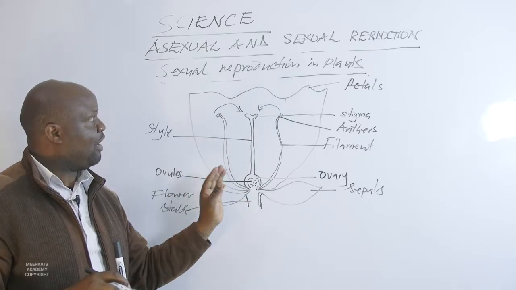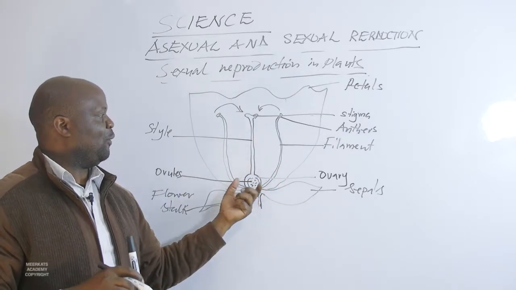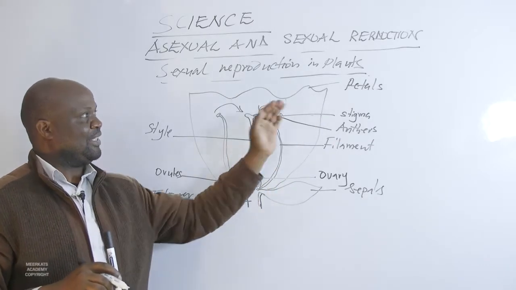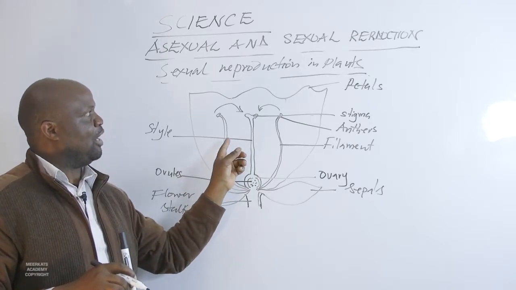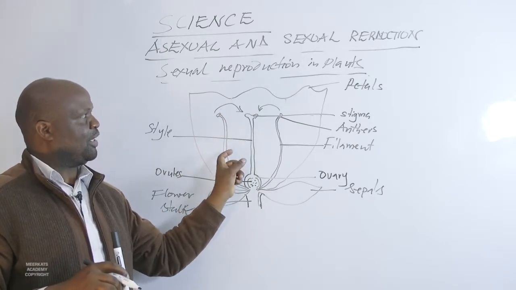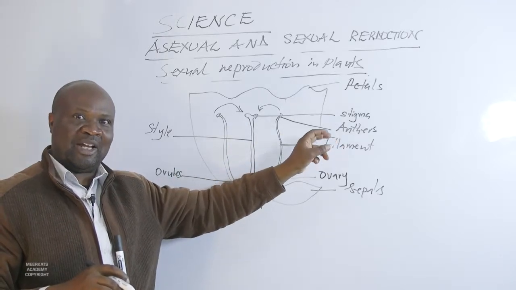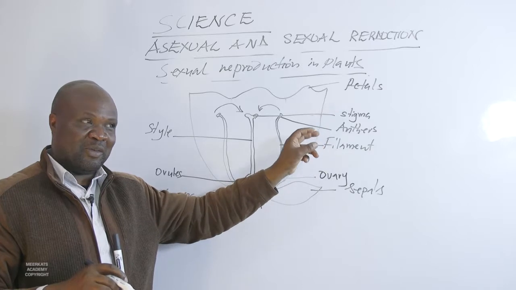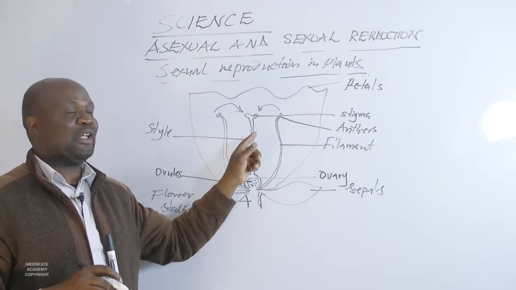But if there's another flower within the same plant, it is also self-pollination, whereby the pollen will move from one flower of the plant to another flower of the same plant. We shall still call that self-pollination.